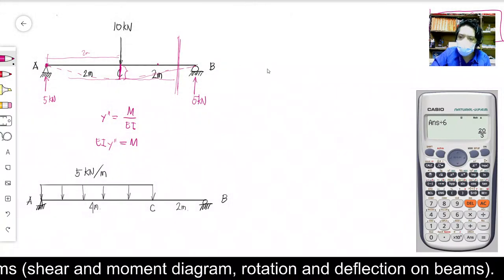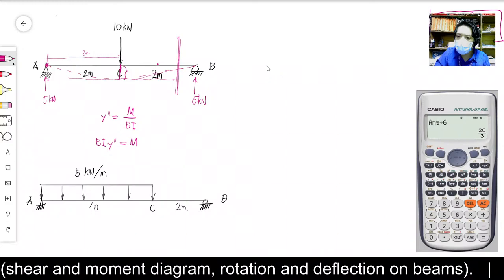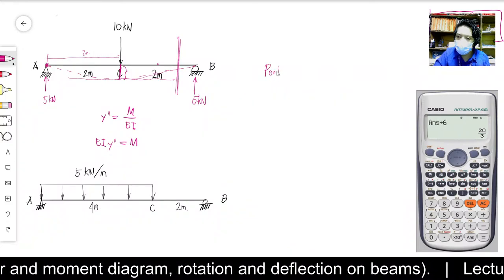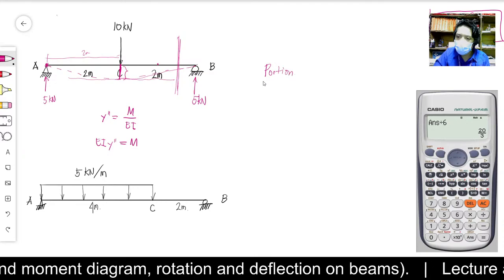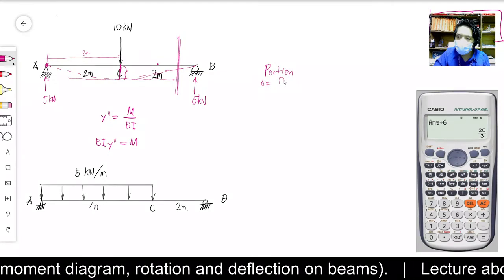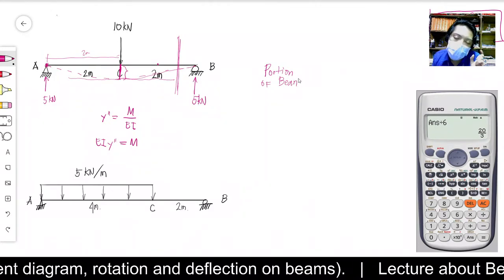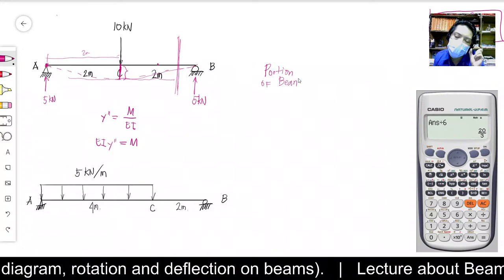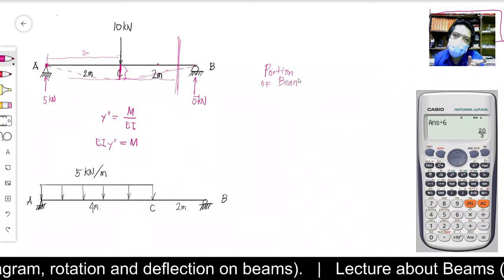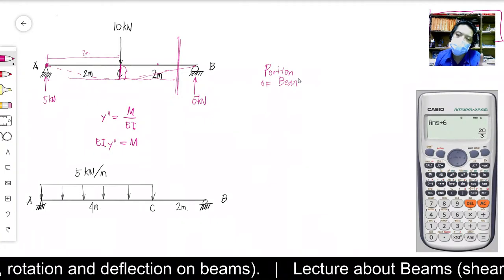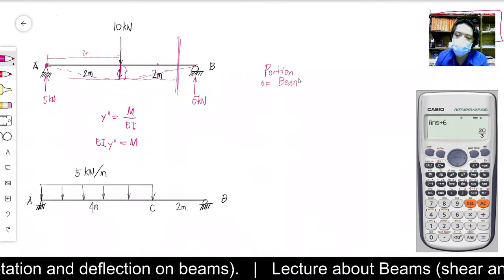Okay. Let us use this table. Meron kita portion of the beam. Ano itong mga portion of the beam? May nakita different segment of the beam. We have segment AB, segment AC, we have segment CB. So, segment AC is another portion of the beam, segment CB is another portion of the beam.